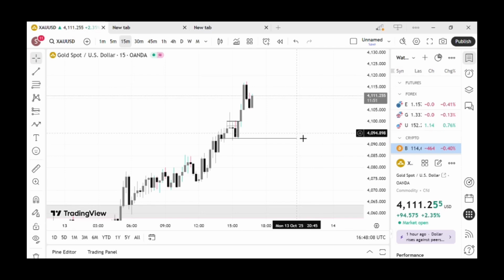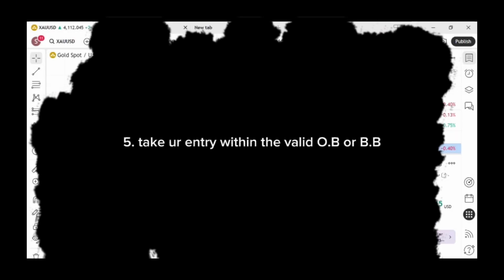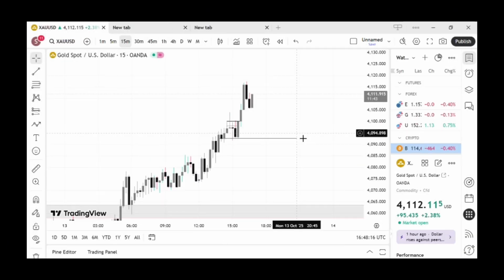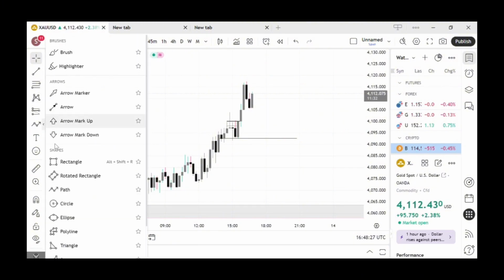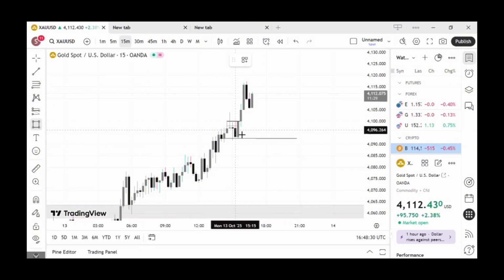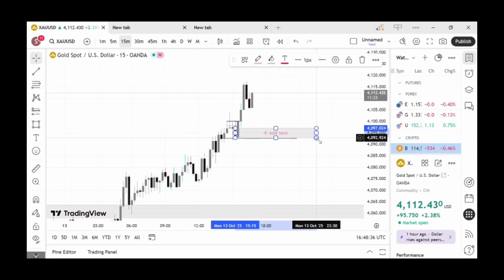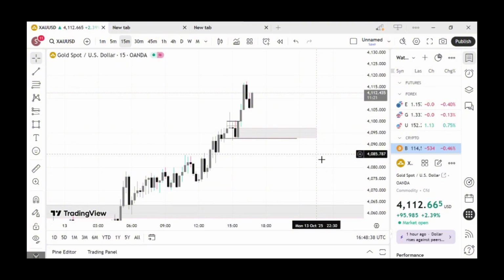Now the last rule, which says take your entry within the valid order block or breaker block responsible for the break of structure or shift in market structure. As I said, for this entry model, we'll be looking out for what? Break of structure. Now the order block that we can find there is this order block. Now how can we know if this order block is a valid order block? As I said, we have what? Other rules that guide us on picking a very valid order block. But the first one I will just let you guys know now is inducement, right?